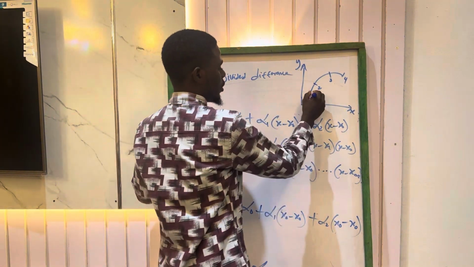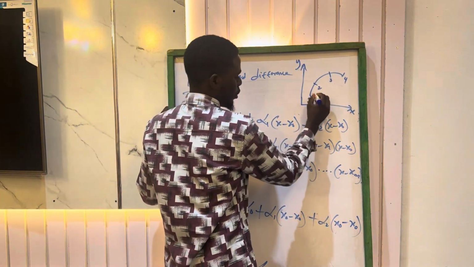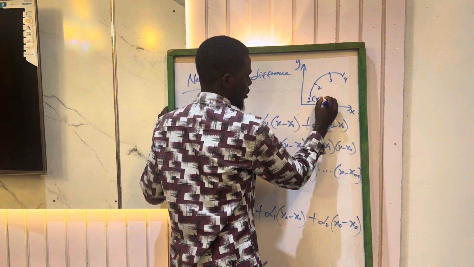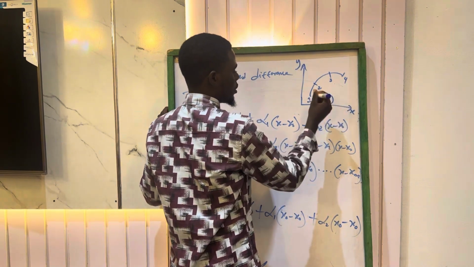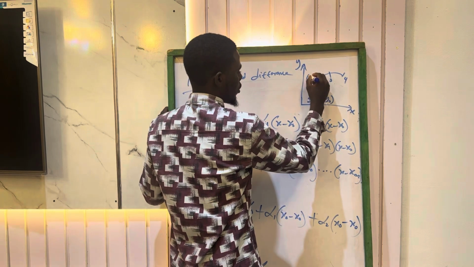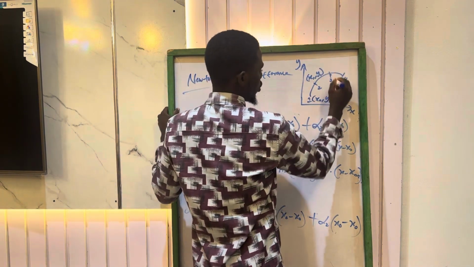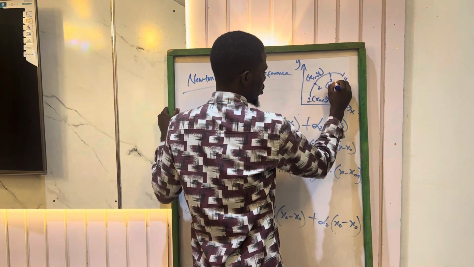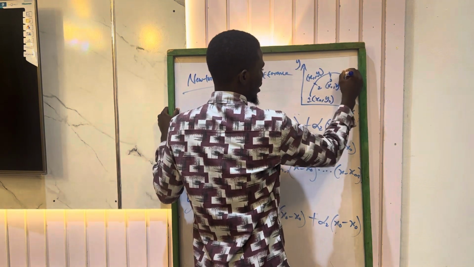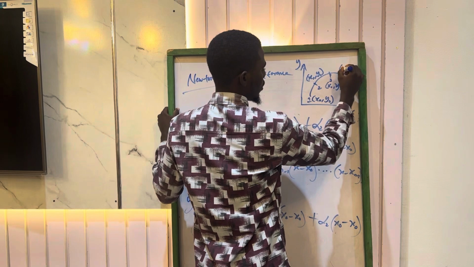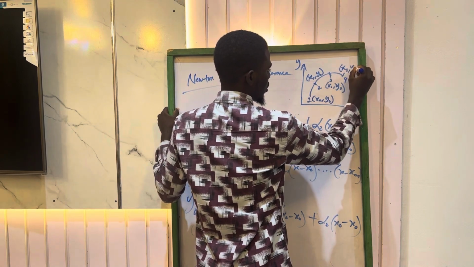Now, each point has a coordinate. Point 1 is going to have a coordinate of x naught comma y naught, because that's our first point. Our second point is going to have a coordinate of x1 comma y1. Our third point is going to have a coordinate of x2 comma y2. Then our fourth point is going to have a coordinate of x3 comma y3.